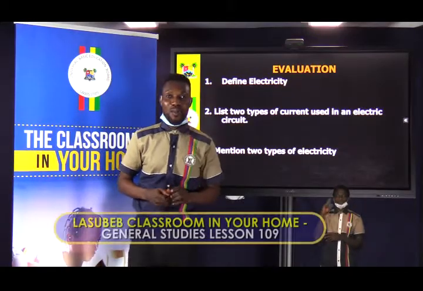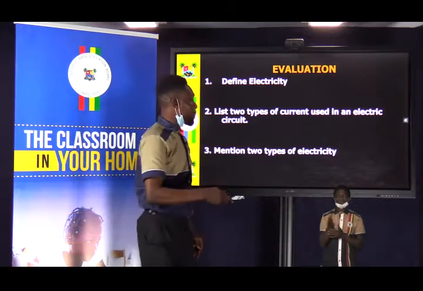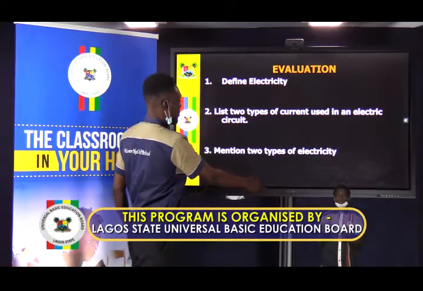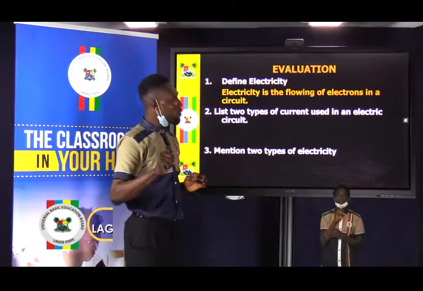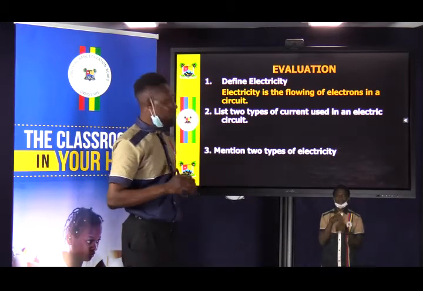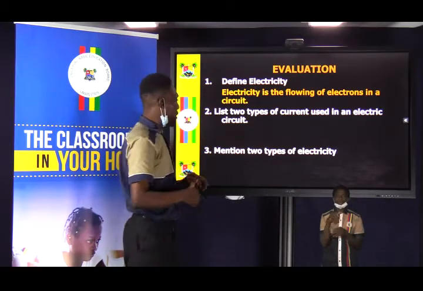Eyes on me. Uncle Popo is here. So I believe you are still there, and when you are still there, let's mark together. Electricity is the flowing of electrons in a circuit. That's just the meaning: the flowing of electrons in a circuit.